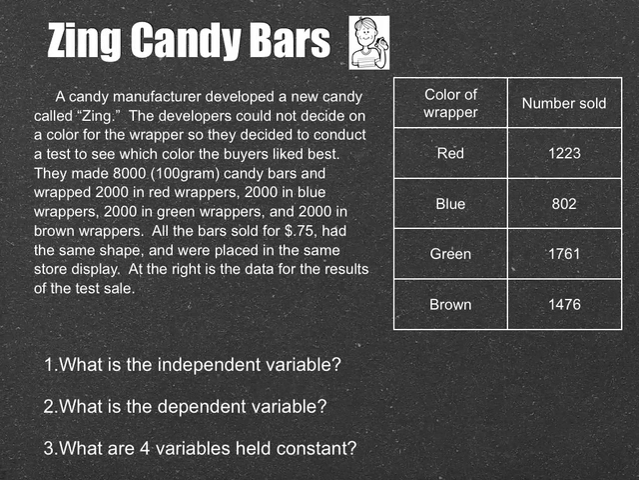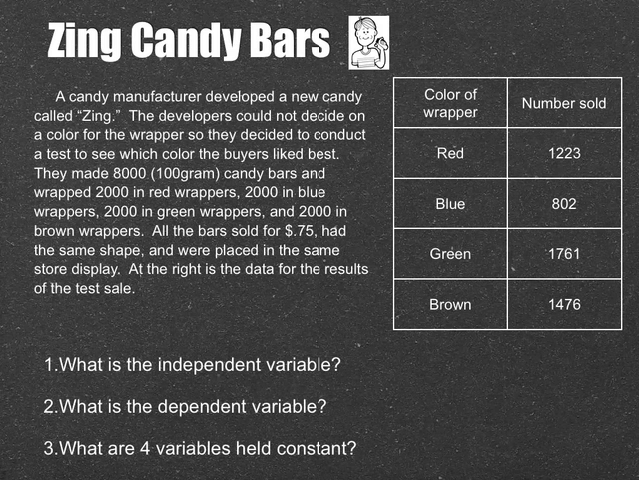We'll read about this one first. Zing candy bars. A candy manufacturer developed a new candy called Zing. The developers could not decide on a color for the new wrapper, so they decided to conduct a test to see which color the buyers liked the best. So they made 8,000 candy bars. They were all 100 grams of candy, and they wrapped 2,000 in red wrappers, 2,000 in blue wrappers, 2,000 in green, 2,000 in brown.